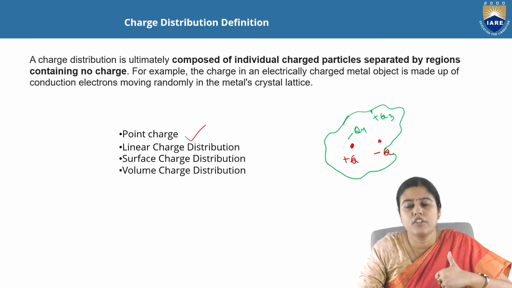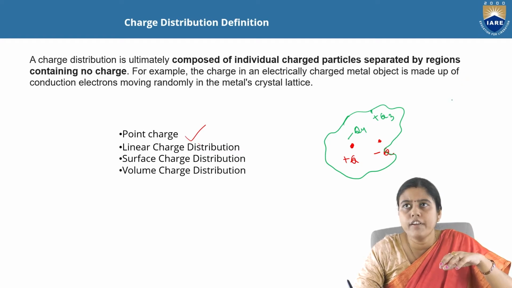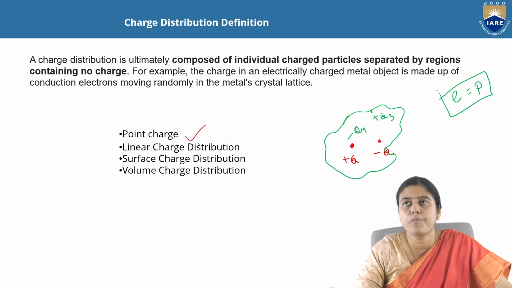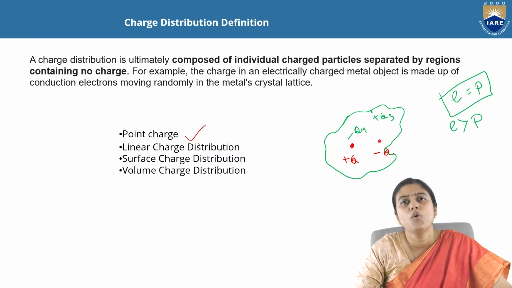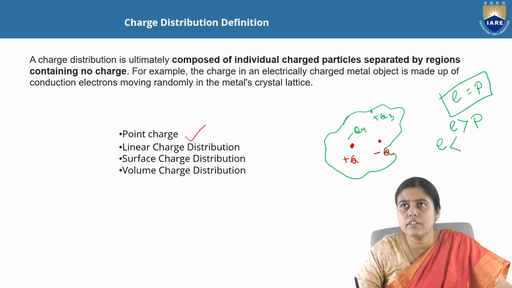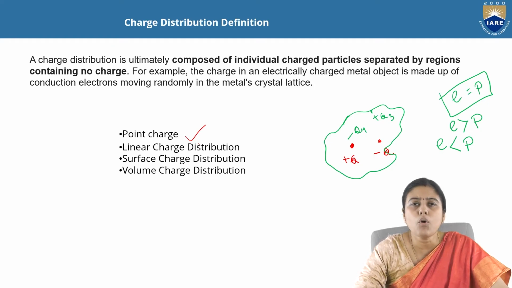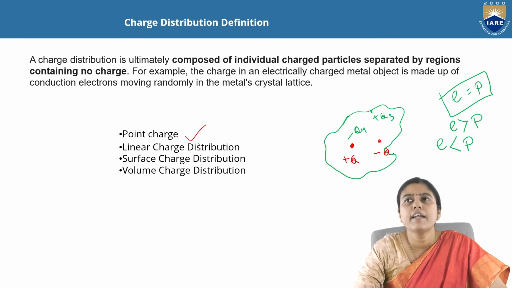Plus charge means a deficit of electrons. In a normal atom, the number of electrons is equal to the number of protons. Electrons are negatively charged and protons are positively charged. If the number of electrons is greater than the number of protons, we can tell this is a negatively charged particle. If the number of electrons is less than protons, we can tell it is a positively charged particle.